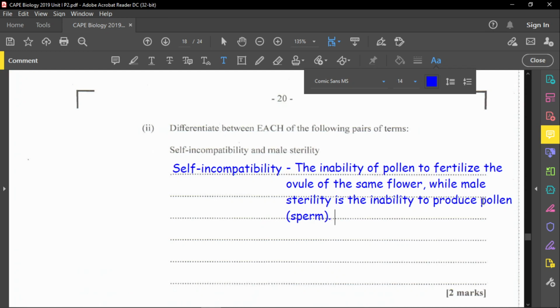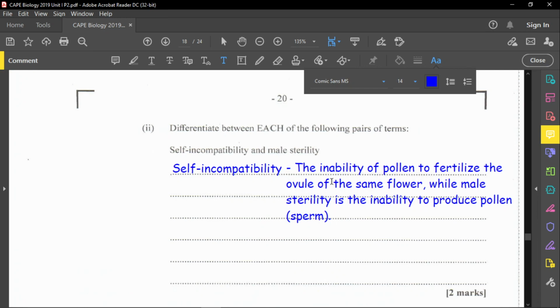So what I wanted you to notice right here now, in self-incompatibility, the pollen grains and the sperm cells within the pollen grains will be produced, but they just cannot fertilize the ovum. But in male sterility, there's no pollen grain being produced or no sperm cell being produced. And so there's nothing to be fertilized. Okay? All right. And just to make a note that a single pollen grain contains 2 sperm cells.